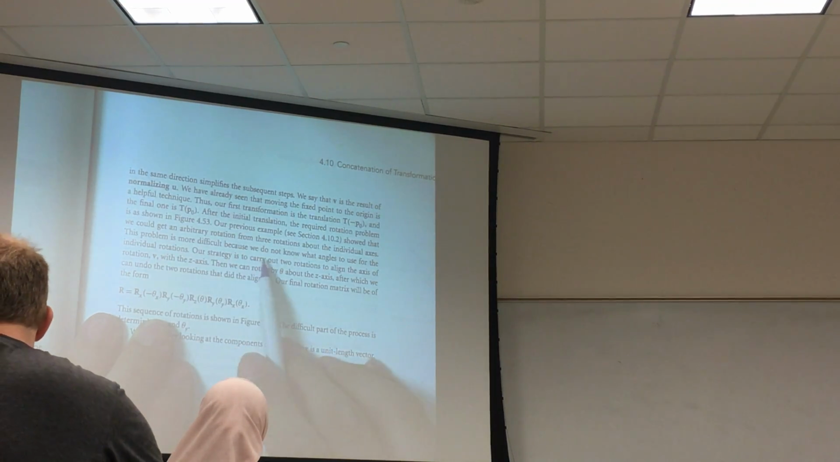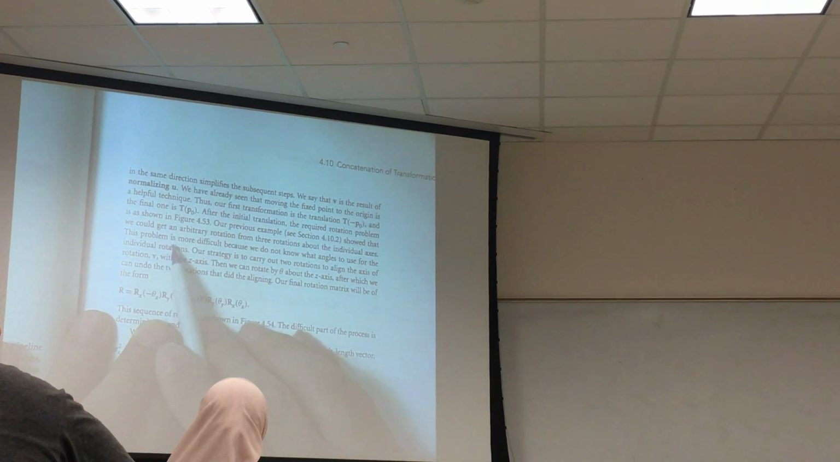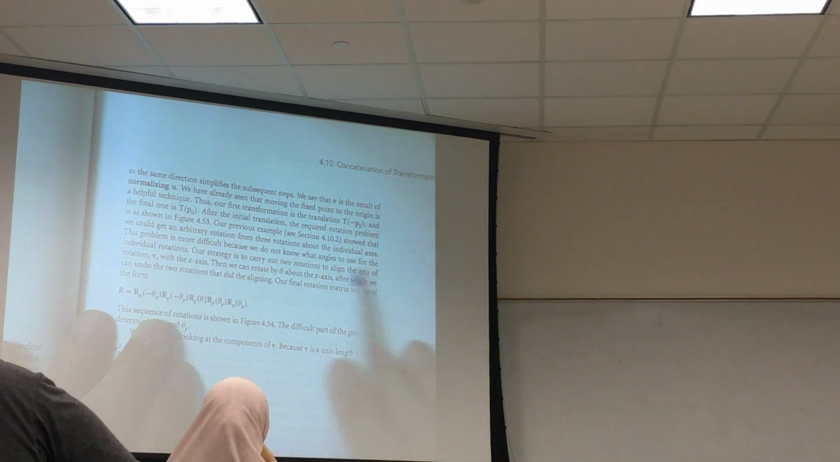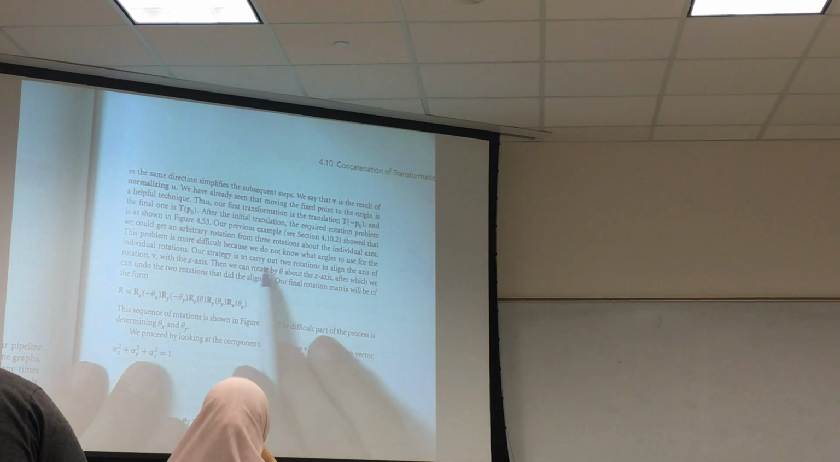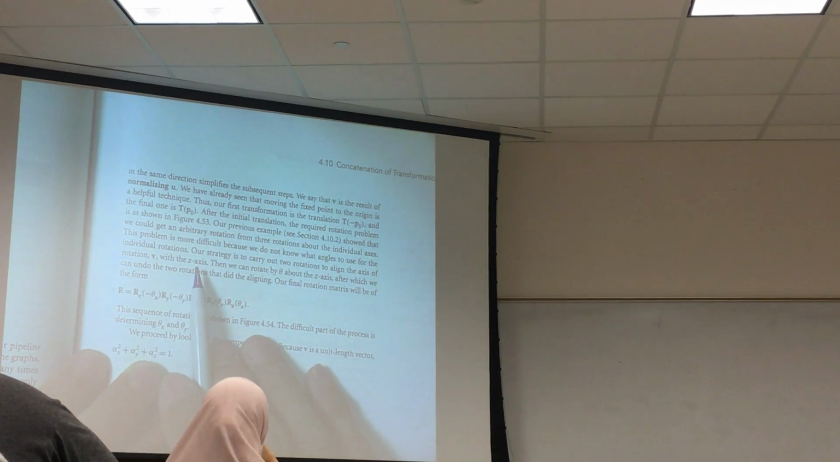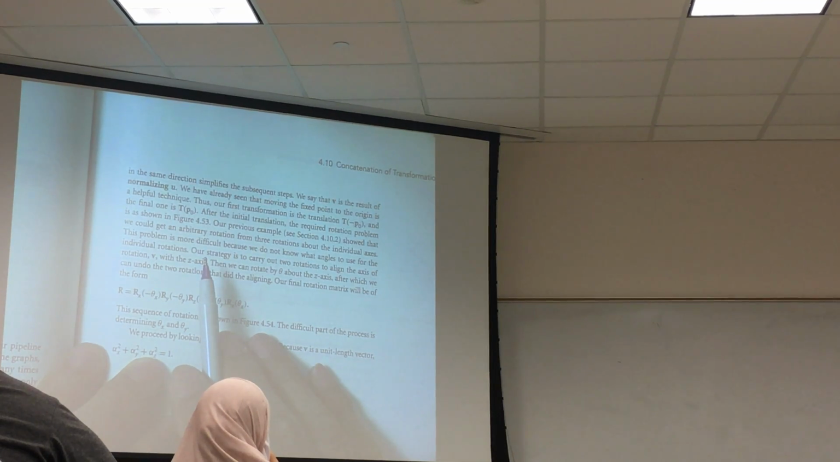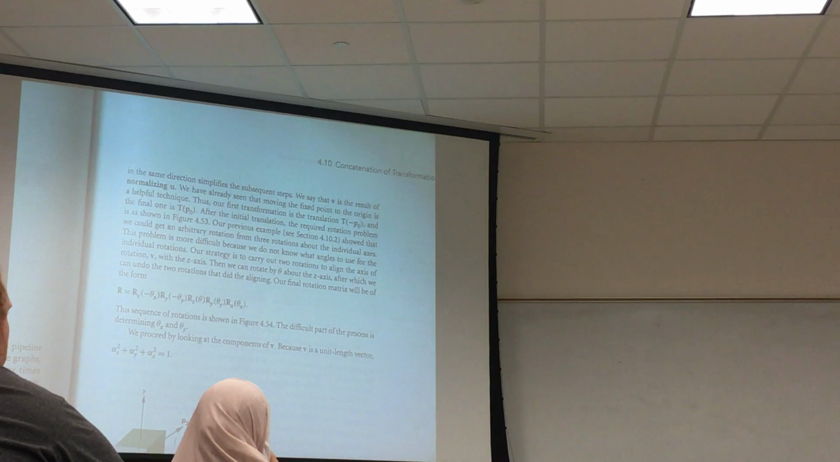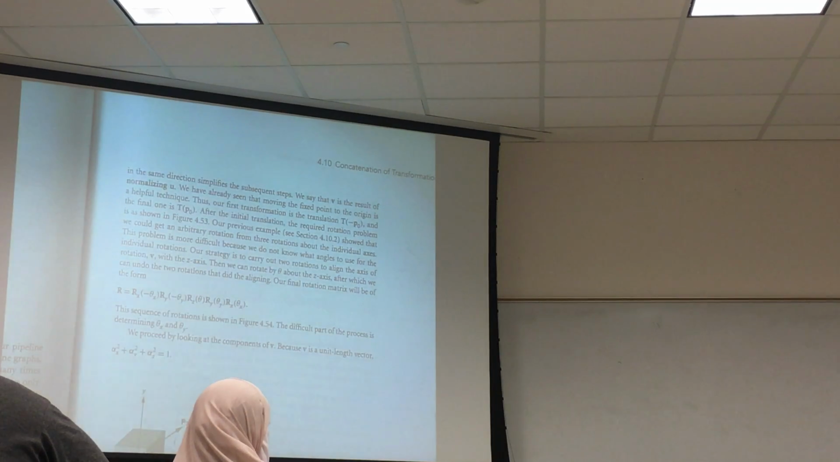So the problem is more difficult because we don't know the angles to use for each rotation. So our strategy is to carry out two rotations to align the axis of this vector with the z axis. You can rotate to align with any major axis; the sequence will be different. So you basically want the line in every single plane: the XY plane, the YZ plane, and then the XZ plane. Currently it's not on any one of these planes. First one is to rotate such that we stick with one plane.